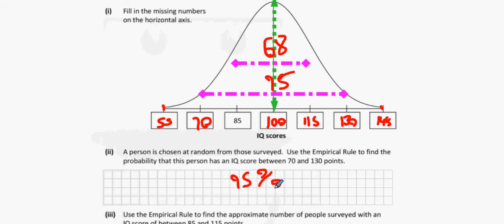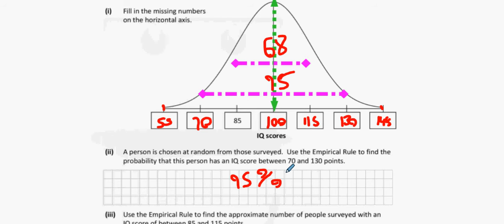Two standard deviations above the mean, two standard deviations below the mean, always 95%. One standard deviation below, one standard deviation above, 68. And what's the next? Two standard deviations below, two standard deviations above will get you 95. The gap in between.